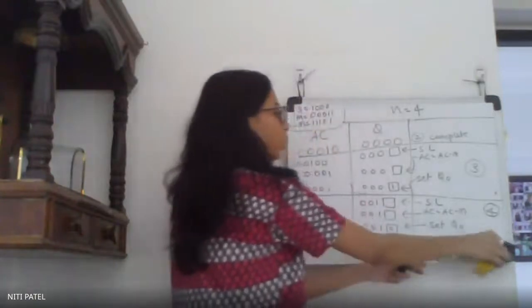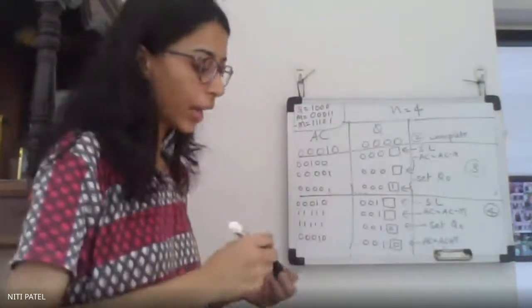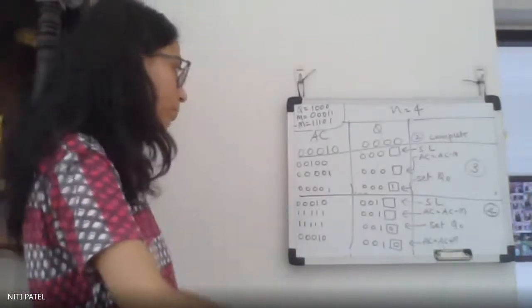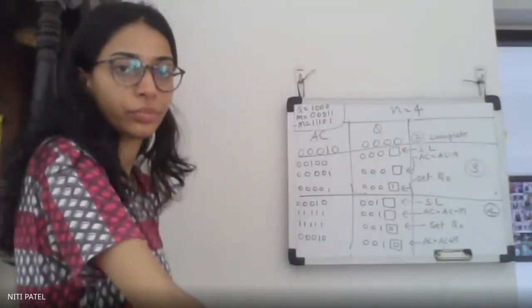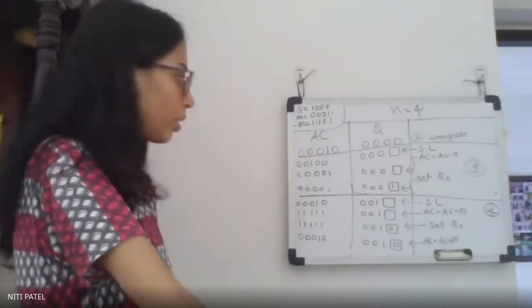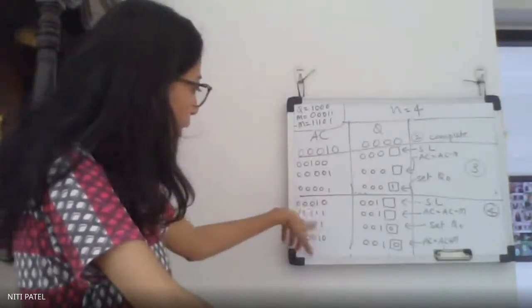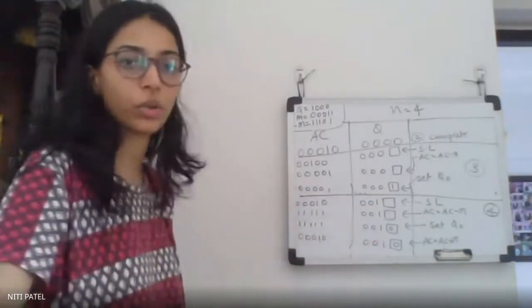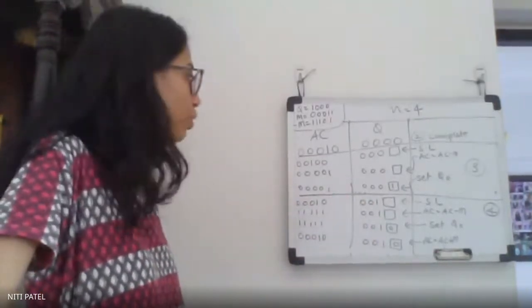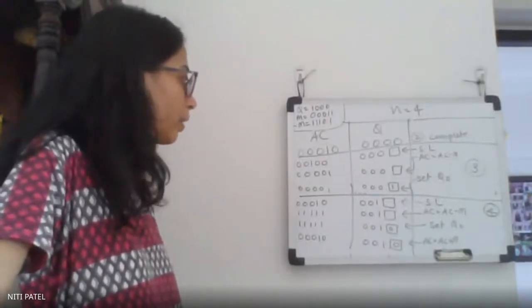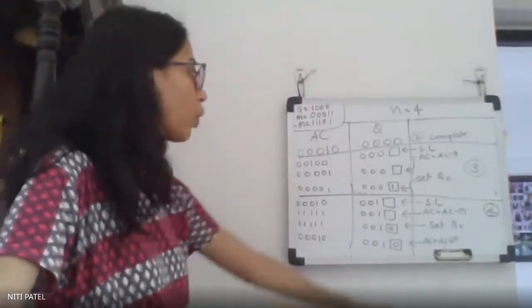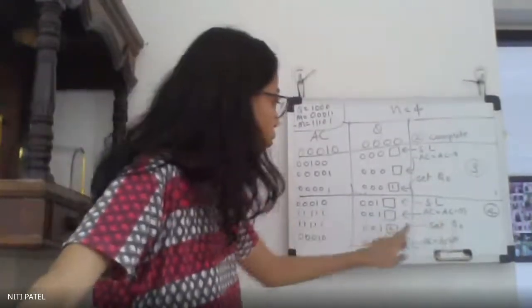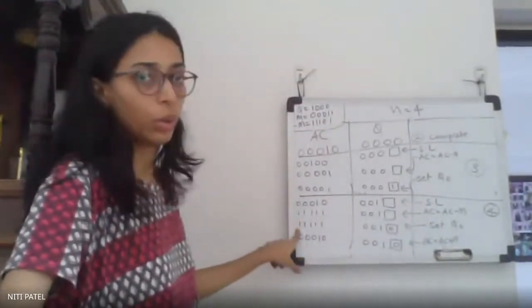Take your fourth cycle, the value is restored and hence it is correct. AC 00010, Q 001 and the set bit as 0. So since it is restored, it is correct. And why did we do that restoring? Because I have set Q0 to 0. Why did I set Q0 to 0? Because my A was negative.